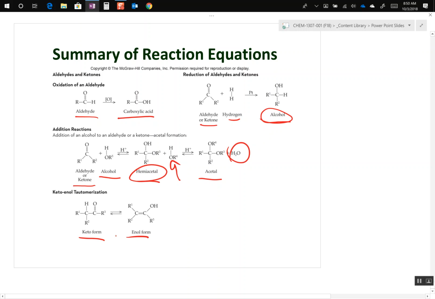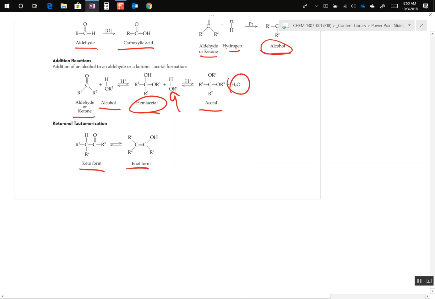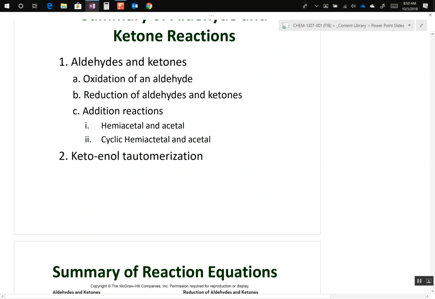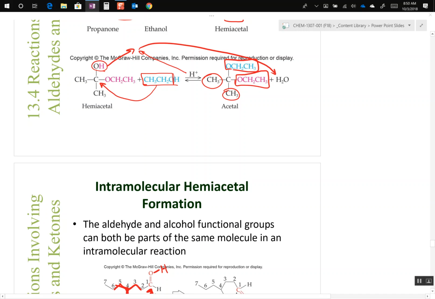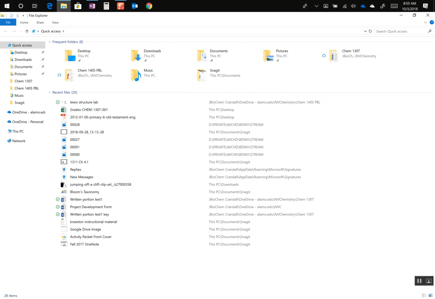Here's keto-enol tautomerization. I'm sorry, not isomerization. Okay, so let's go ahead and practice.